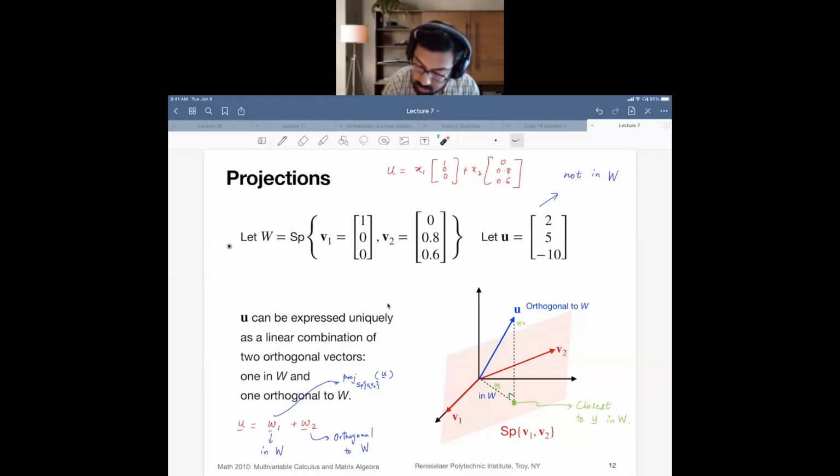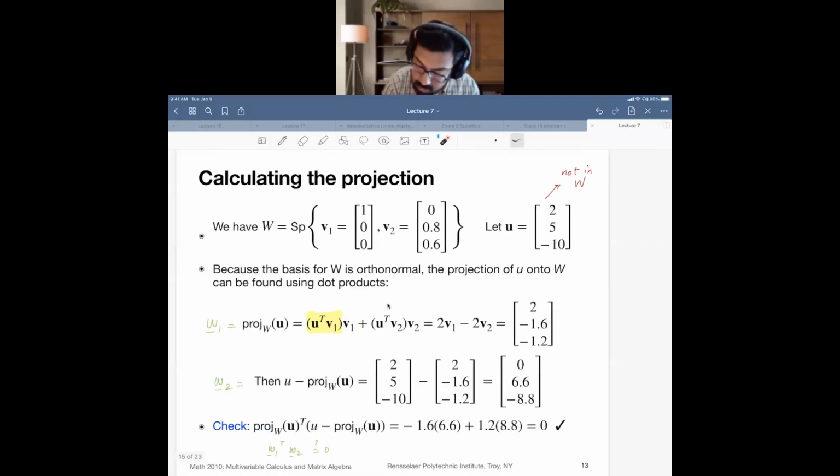But what if the basis that you have has any number of vectors, v1, v2, v3, and so on up to vr? Then what do you do? The idea is simple. Take u, project it onto one subspace. Whatever remains, take that and do it on the second one. Whatever remains from that, project it onto the third one. And keep doing that until you reach the last orthonormal vector. Let's do that over here.